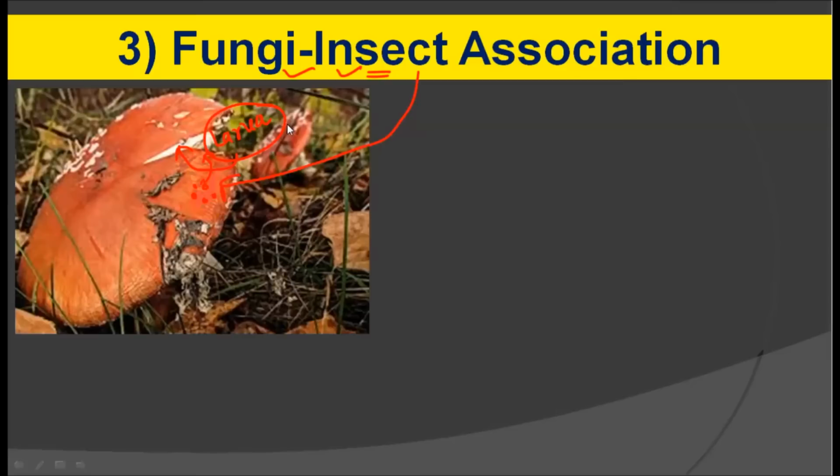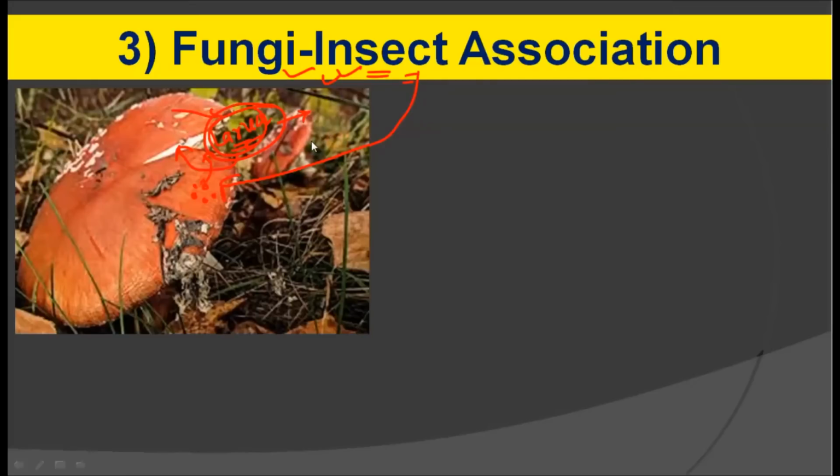And this is how the insect larvae are growing on the fungus, which provides the nutrition to the growing larvae of the insect. In this relationship, the larvae of the insect get benefited, but the fungus does not have any benefit. That is why we cannot say that this is a symbiotic type of association. All right. So fungus again provides the shelter and habitat for the larvae of the insect, and that is why again proving very useful in an ecosystem.